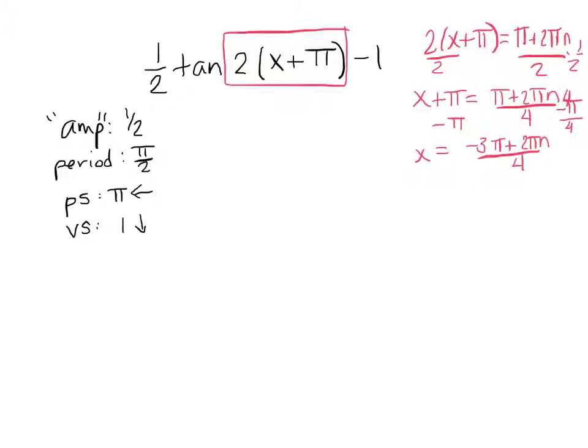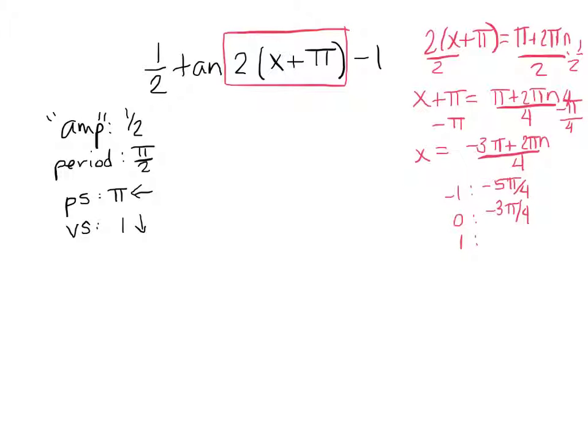To find my asymptotes, I pick different values for n, so -1, 0, and 1 are typically the ones that I pick. If I plug in -1 for n, I will get a -2 pi here. So -3 pi minus 2 pi is -5 pi over 4. Then if I plug in 0, that's going to completely go away, so I just get -3 pi over 4.